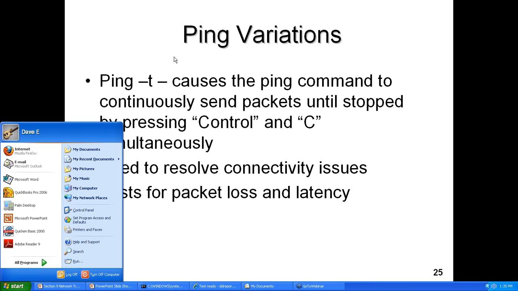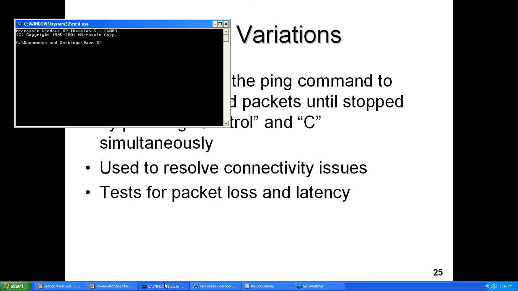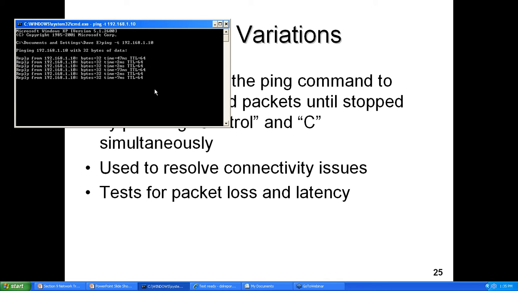So we'll go here and we'll say ping space -t, and 192.168.1.10. And now you see here, it took 47 milliseconds to get there the first time, and now I'm getting a couple of weird ones there. One at 73, one at 80, one at 45.